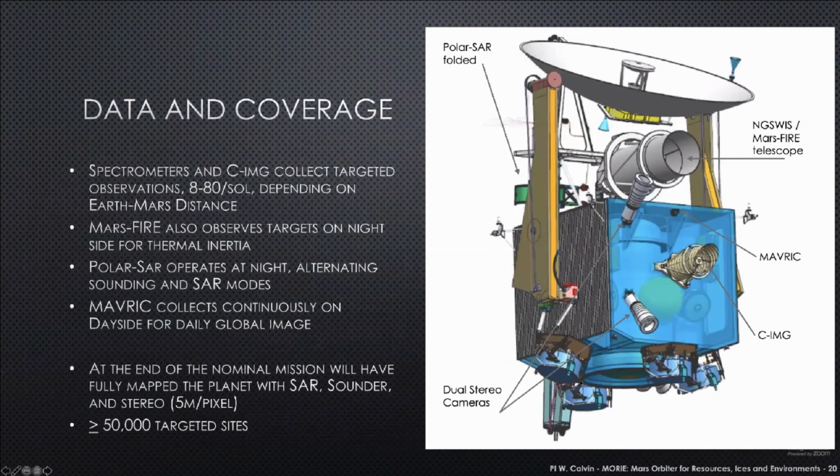So here's the spacecraft deployed, the shortwave infrared spectrometer, as well as the Mars Fire. The Maverick wide-angle camera is this little blip, and then the 1 meter color imager in center of the nadir deck, and then we have the 2 stereo dual cameras. The spectrometers in the color imager are designed to only collect targeted observations depending on the Earth distance. We'll also observe targets on the night side so that we can do thermal inertia in order to constrain those near surface potential ice resources.